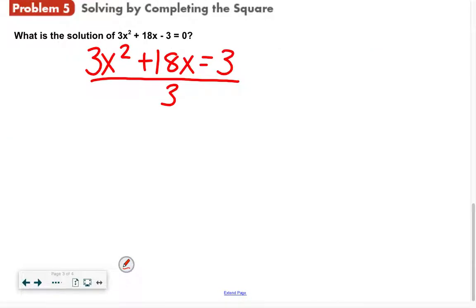So, my x squared becomes what? Just x squared, which is what we want. What happens with that 18x? We get plus 6x equals what? 1.